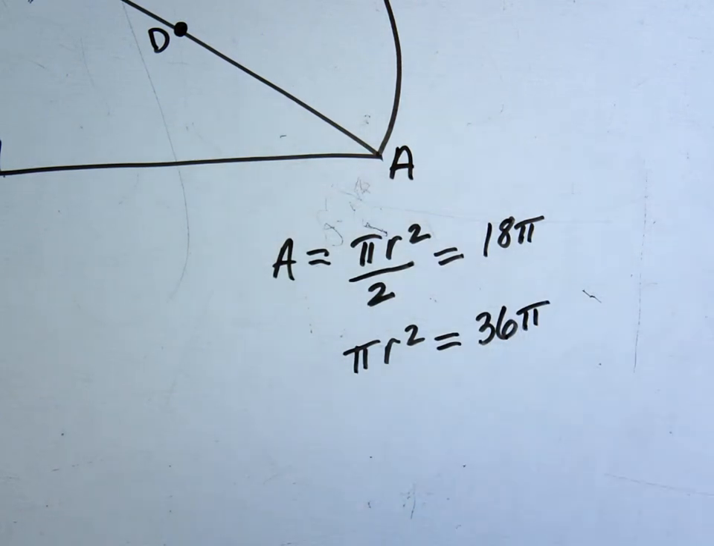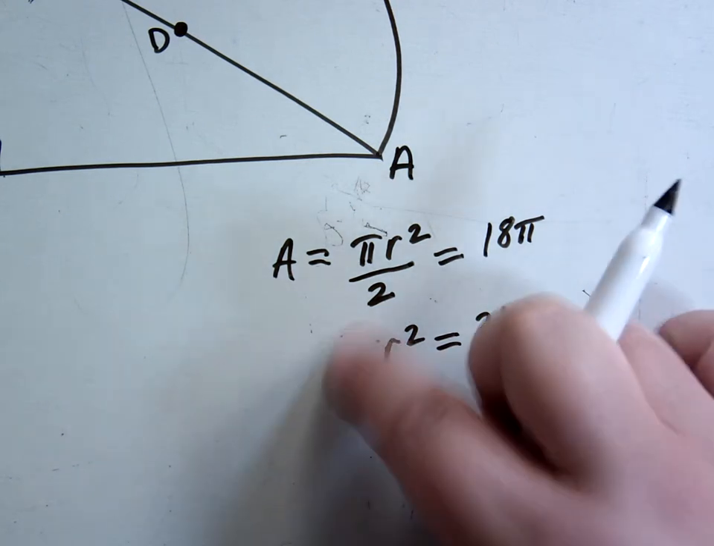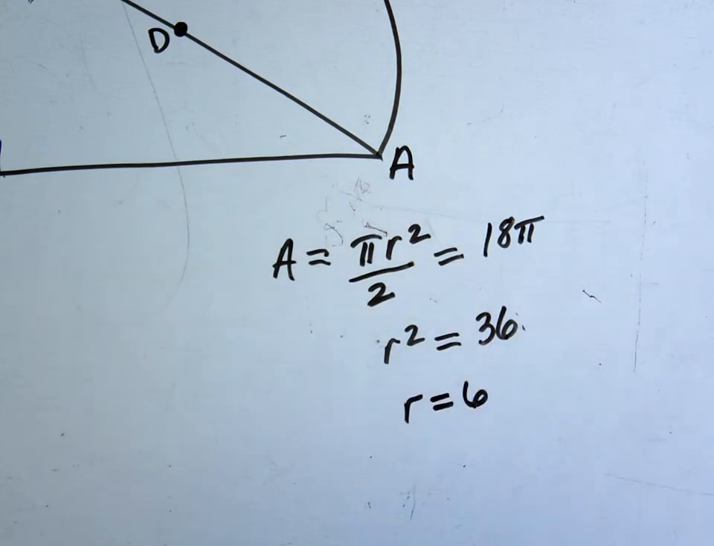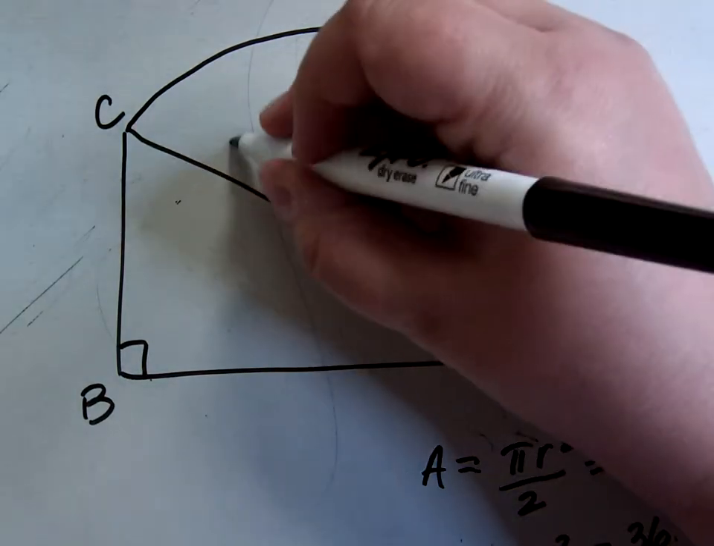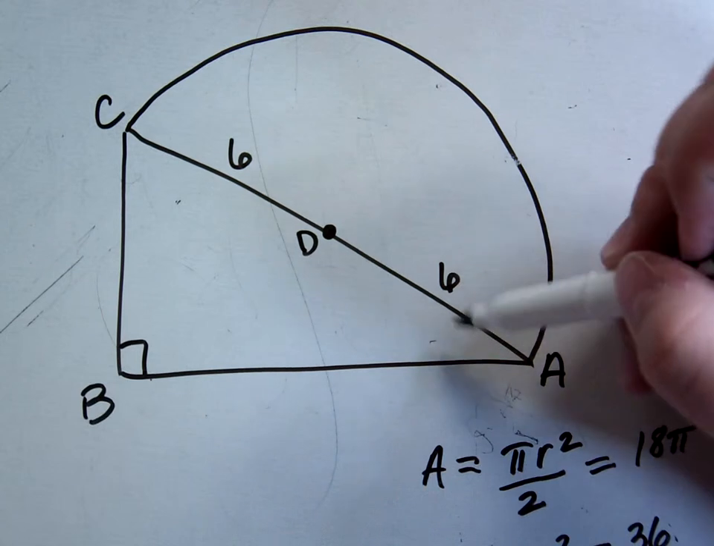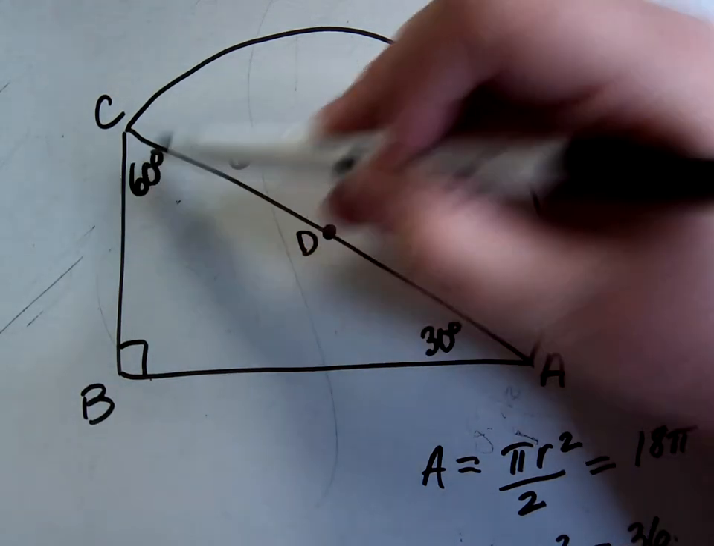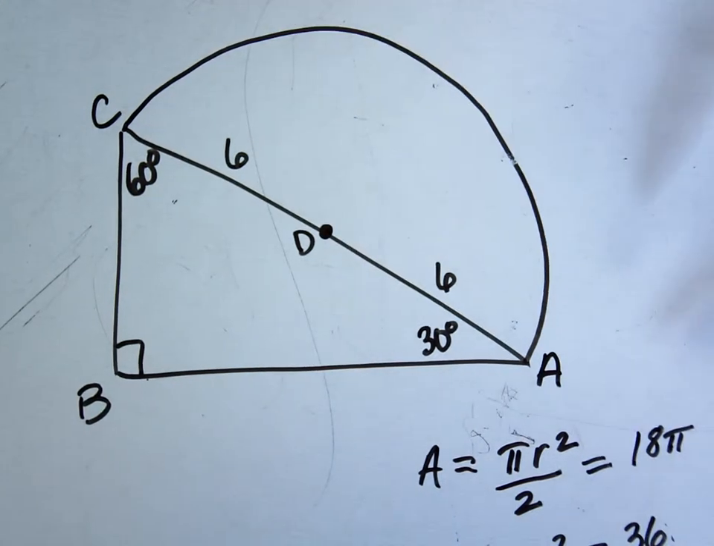The pi's are just going to cancel because they divide out of both sides, so I might as well just get rid of them. R squared equals 36, that means my radius is 6. If the radius of that circle is 6, that means this is 6 and this is 6. So that whole hypotenuse of the right triangle is 12. And this angle right here is 30, so this is a 30, 60, 90. So I have the hypotenuse of a 30, 60, 90. That's what I'm looking at now.